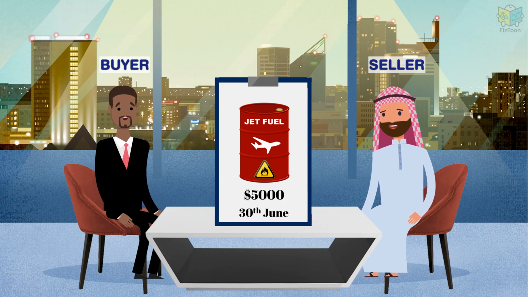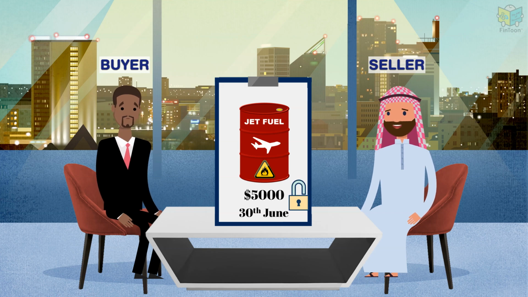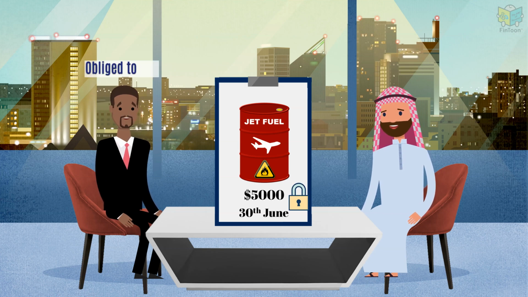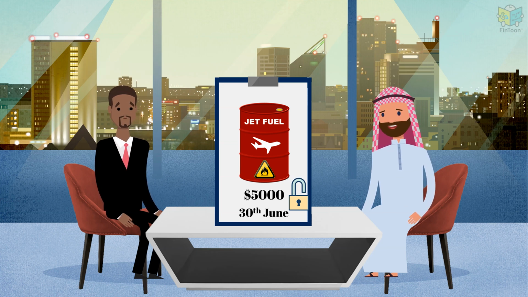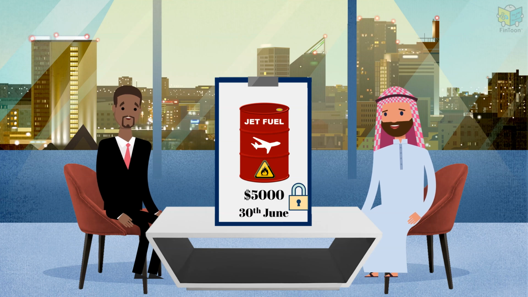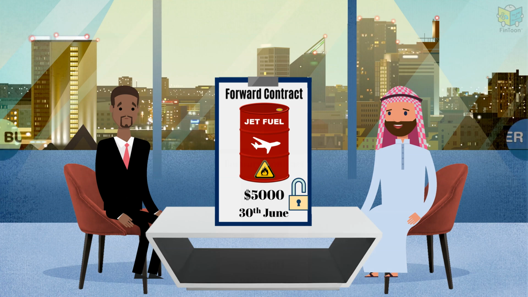The transaction will happen on a later date, but the price is agreed upon today. The CEO has an obligation to buy and the dealer has an obligation to sell the underlying at the agreed upon price of $5,000 irrespective of the market conditions. Because this transaction will happen on a later date, it is called a forward contract.